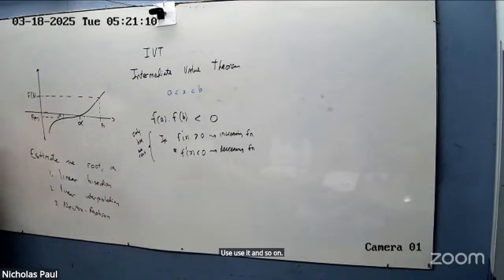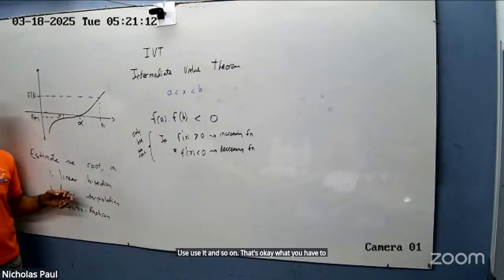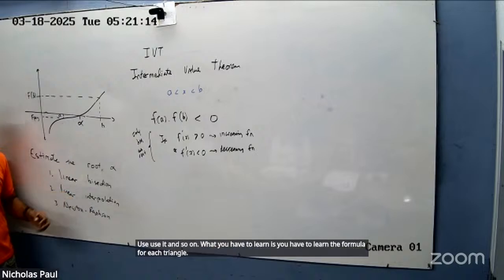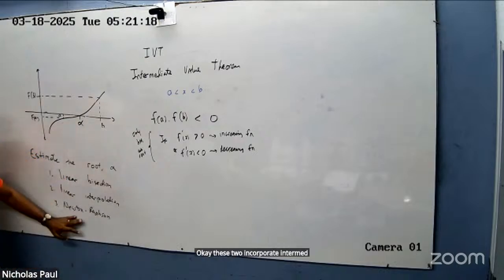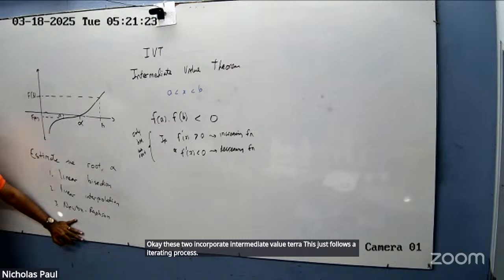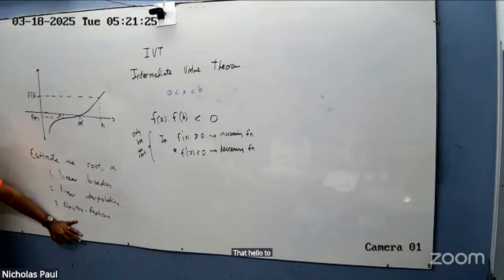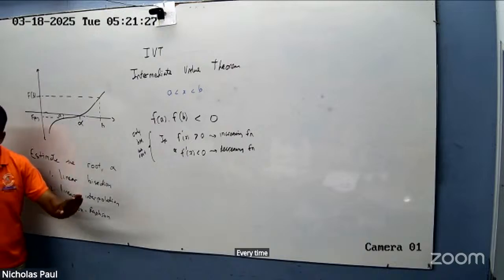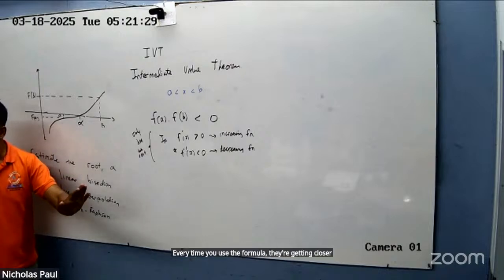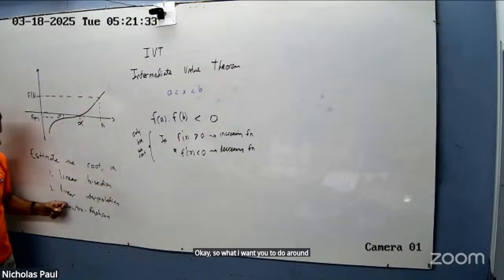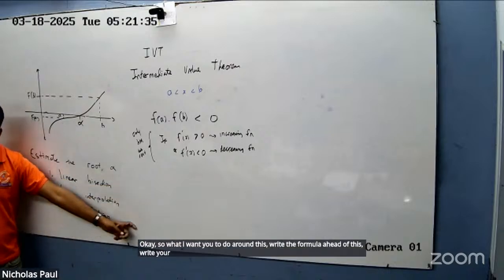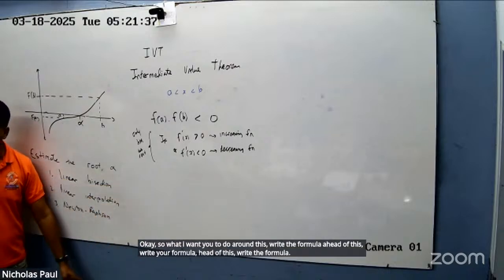What you have to learn is the formula for each one. These two incorporate the intermediate value theorem. This one just follows an iterated process that allows it to get closer and closer. Every time you use the formula, you're getting closer and closer. So what I want you to do is head up this, write the formula, head up this, write the formula, head up this, write the formula. And I'm going to show you how to start.